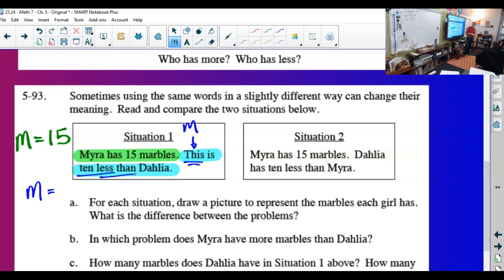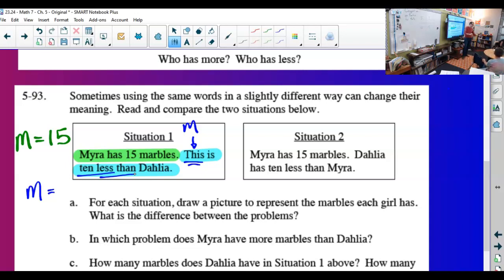Lane, how do I write Myra has? I've already got the Myra has. How do I write 10 less than? Minus 15, I mean minus 10. Are you guessing or are you thinking? We already have M equals. We're writing about Myra has 10 less than Dahlia.